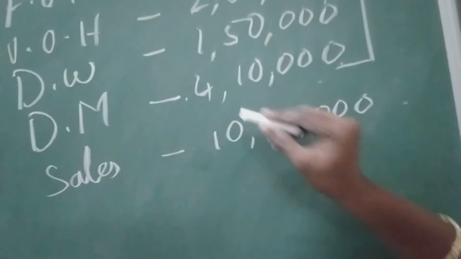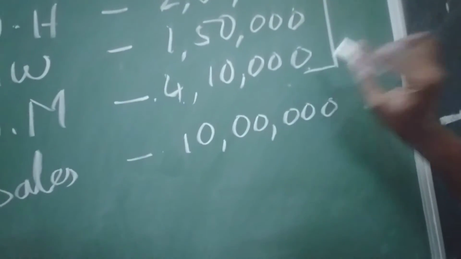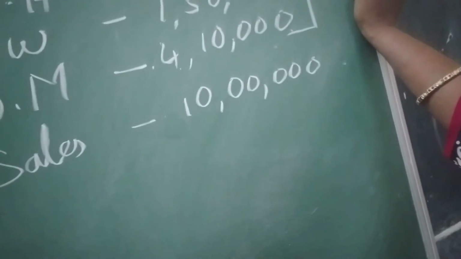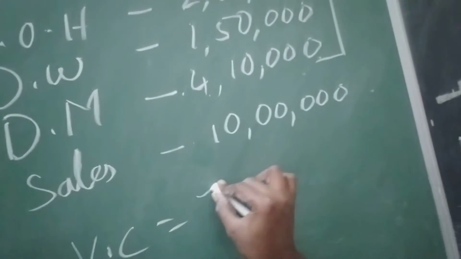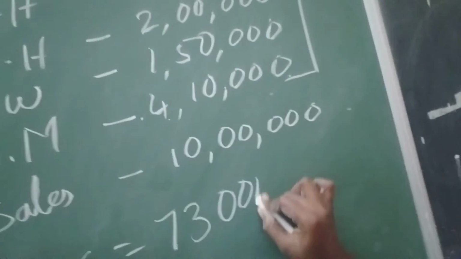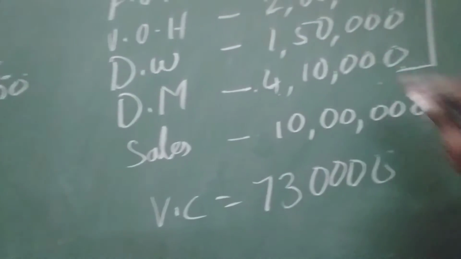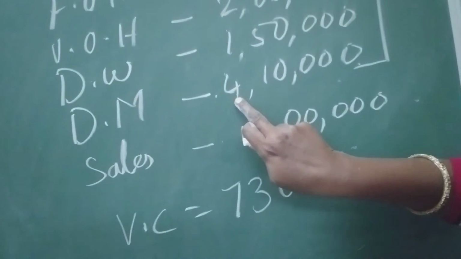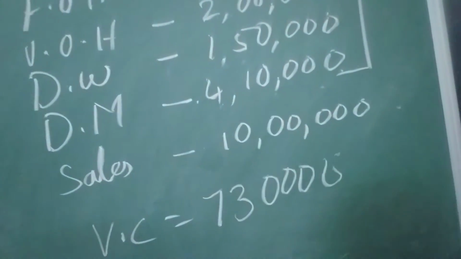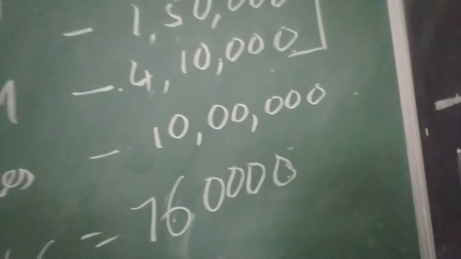So what is variable cost now? You see, 2 lakhs plus 1,50,000 is 3,50,000, plus 4,10,000 is 7,60,000. Okay, 7,60,000 you are getting. Understood? So we want the PV ratio.